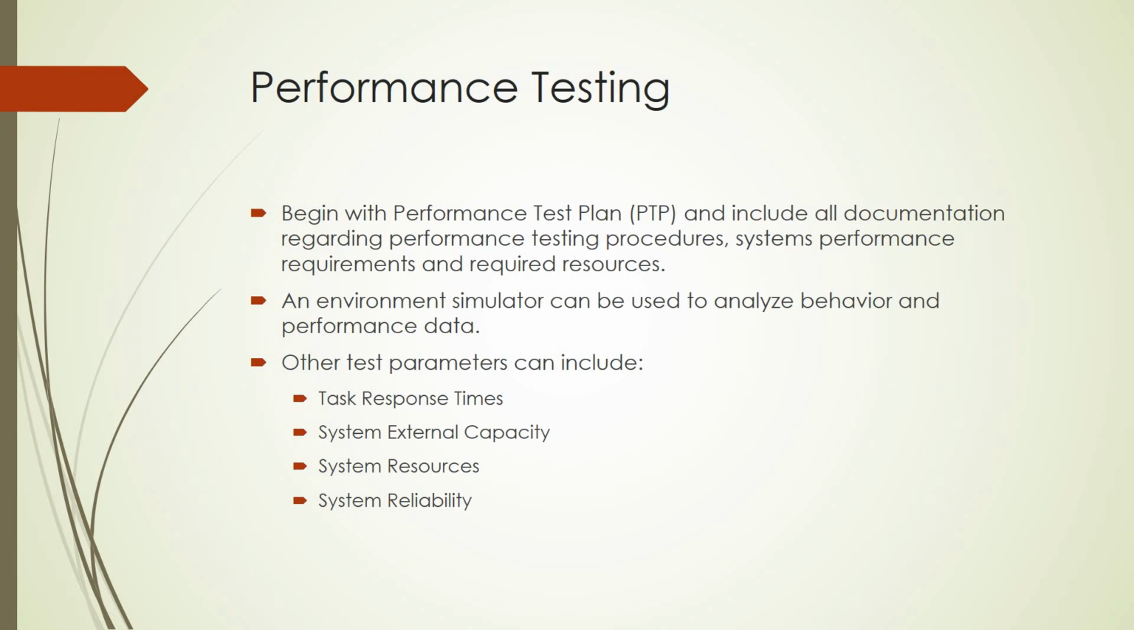Also, an environment simulator can be used, like a wind tunnel, or we can use software to test our software. Part of the performance numbers that we can test include task response times, which is how long it takes to perform a task. System external capacity: how many external systems, communications, or users can the system handle at the same time. Resources: again, how many resources are used by the system at a given time. Reliability: how stable is the system under maximum required workload.